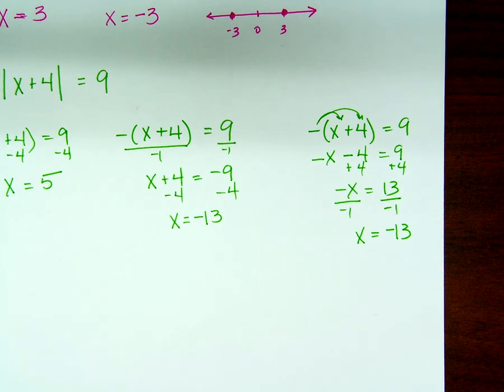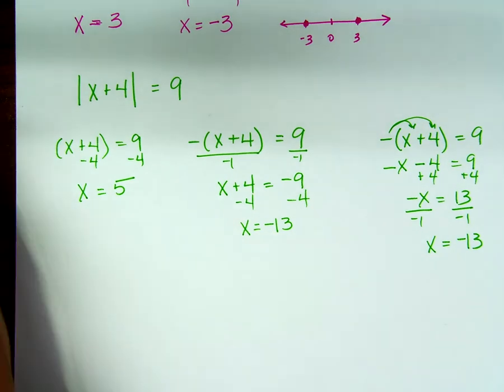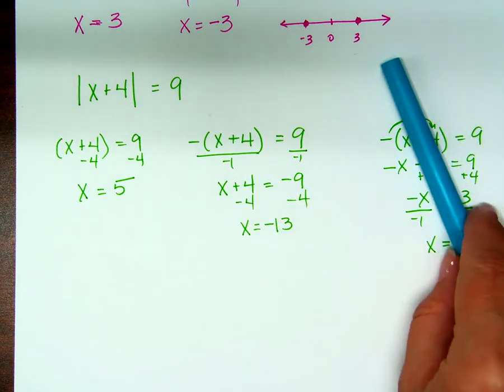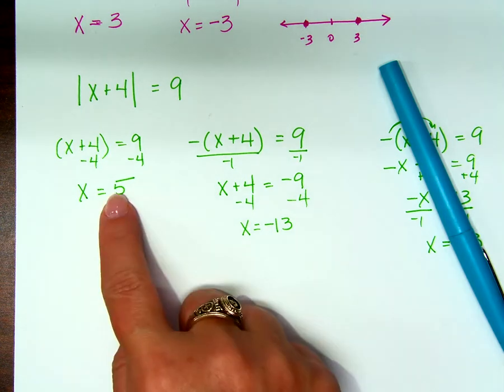Before I graph though, there's one more thing that I really should do. Before I graph, there's something that I should do. I should make sure that the answer is right. How would we do that? Plug it back in, right? I substitute this back into the equation.